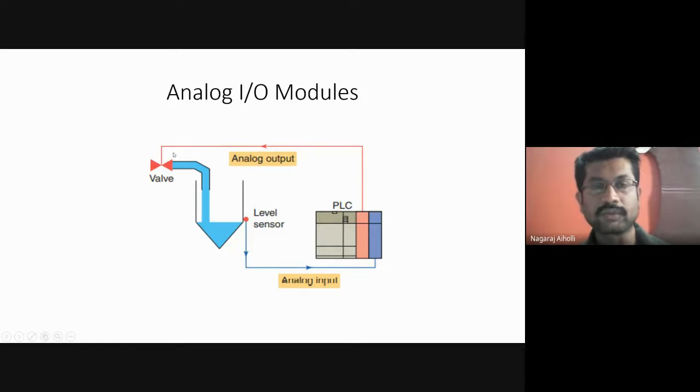This analog output voltage controls the position of the control valve, and based on that, the input liquid flowing into the tank changes according to the opening or closing of the control valve. That is how we are able to control the height of the liquid level in the tank. This is called a feedback loop or closed loop section: we get some output from the PLC, and that output is again fed back to the input.